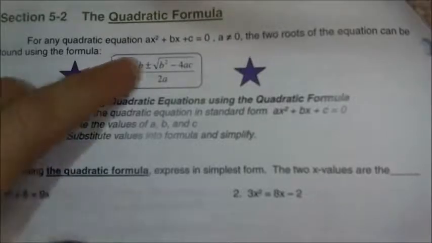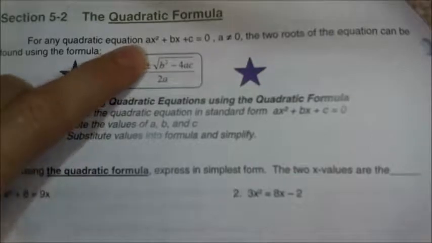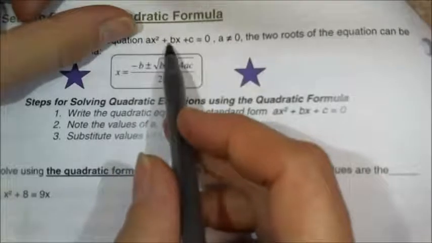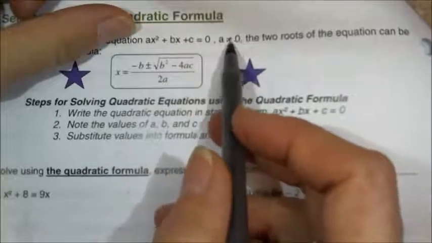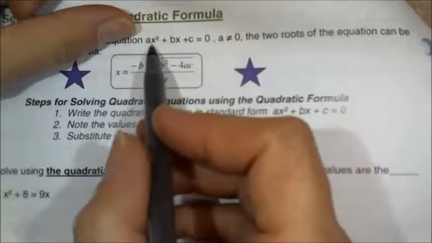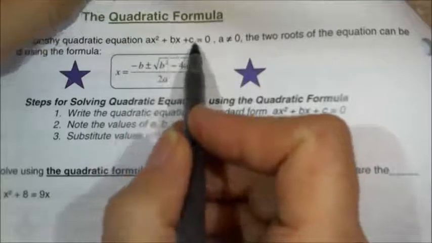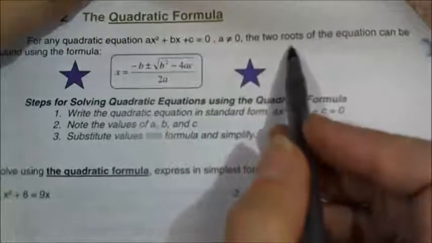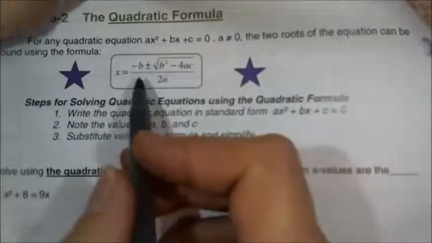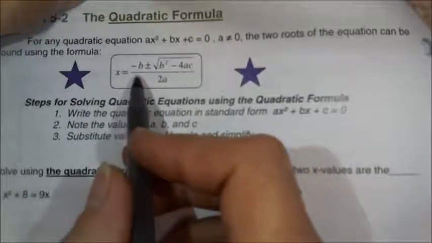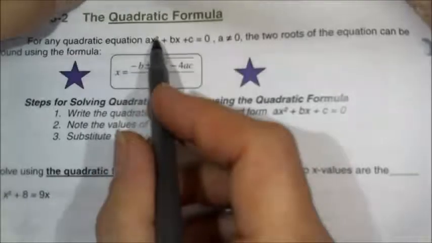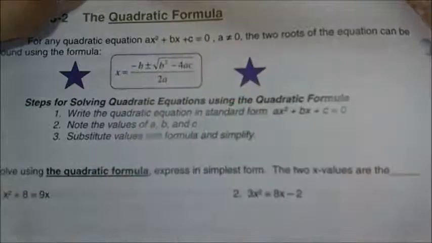But if you have an equation that has an x squared in it, and there's an ax squared plus bx plus c equals 0, and the only thing is that a can't be equal to 0. So if you have some kind of a quadratic equation, if it's set equal to 0, you can always find the two roots of a quadratic equation by using this formula. In this formula, you'll find two values of x, because quadratic equations have two roots or two solutions.